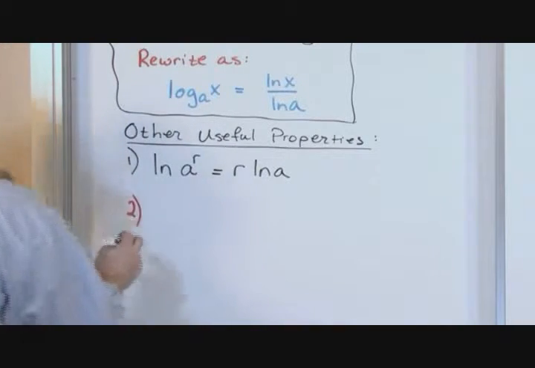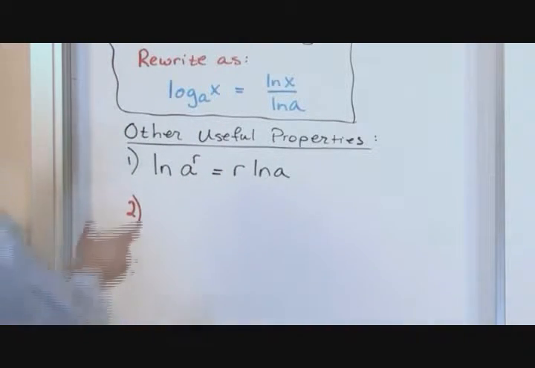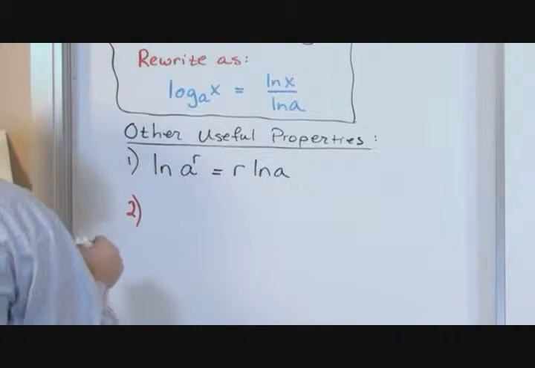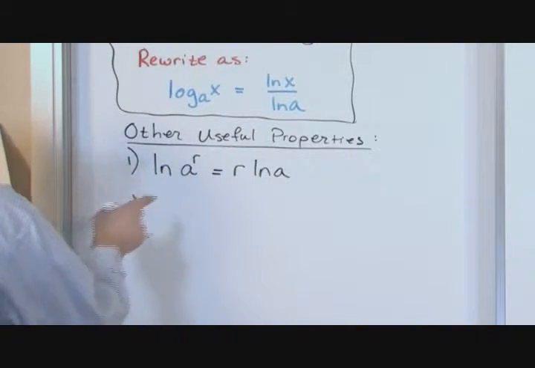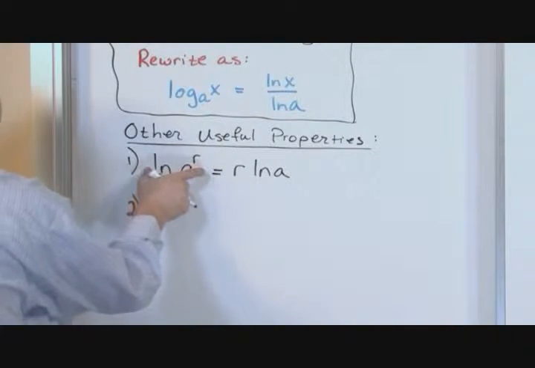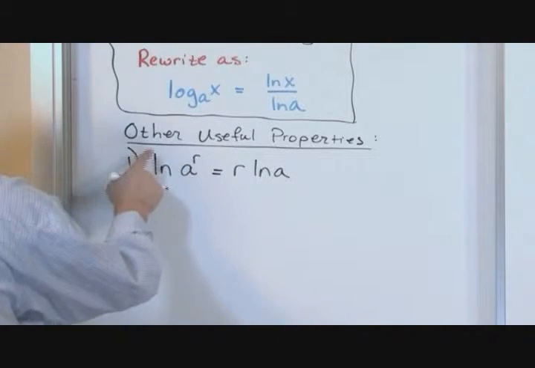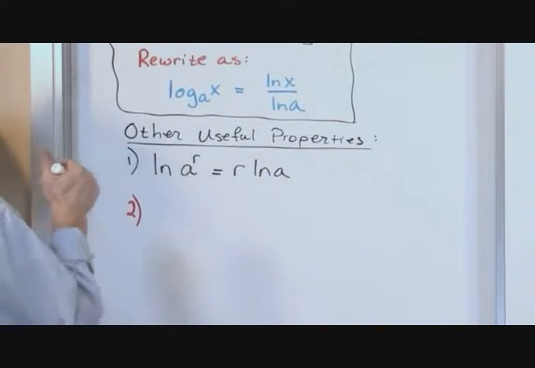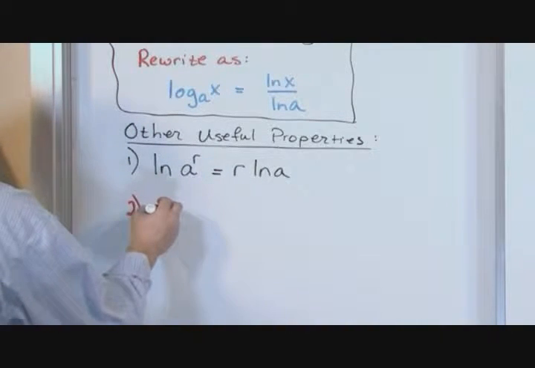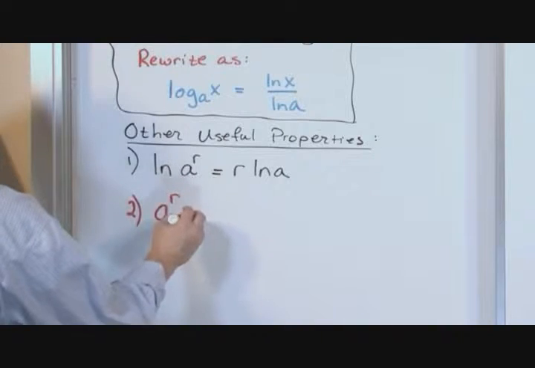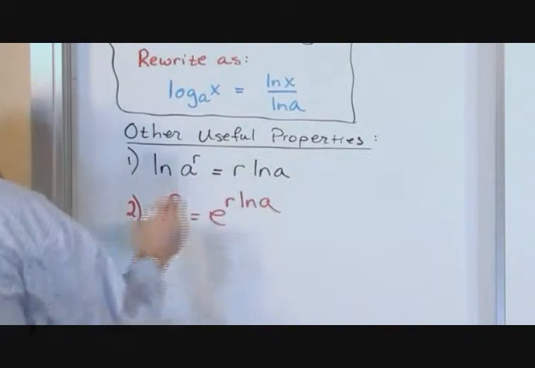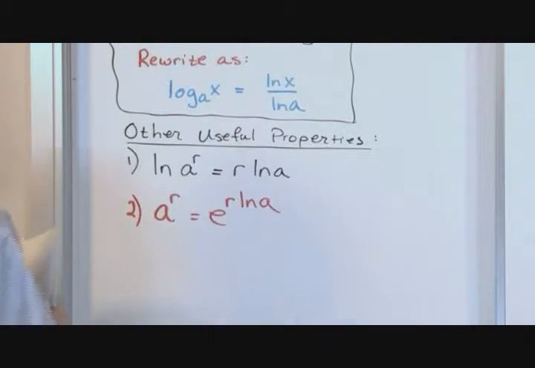Now, related to this, if I take this equation, because this is an equation, these two things are equal to each other. If I raise both sides of this to the power of e, if I raise the left side, e to the power of natural log of this stuff, then I told you from the last couple of sections that e and natural log are inverses of one another, so they'll cancel. So what you'll be left with is a to the r on the left, and on the right you'll have e to the r natural log of a.